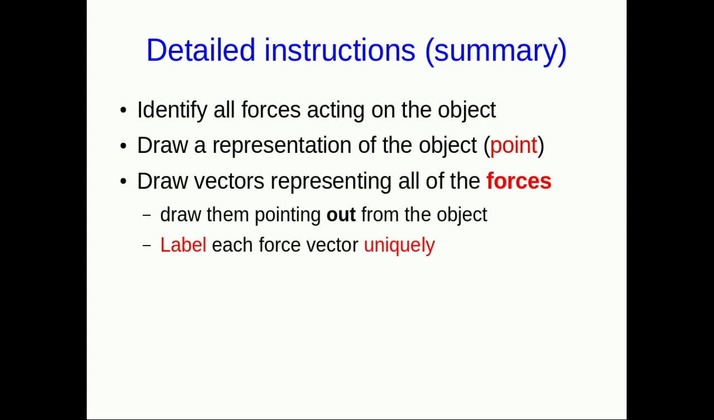Then you draw vectors representing all of the forces. So every force you identified goes on to the free body diagram. You draw them out of the object and you label each force. And although it hasn't come up yet, it's important to label them uniquely. So for example, if there are two normal forces acting on the object, don't call them both N. Do something like putting a subscript on them so that you can tell them apart.